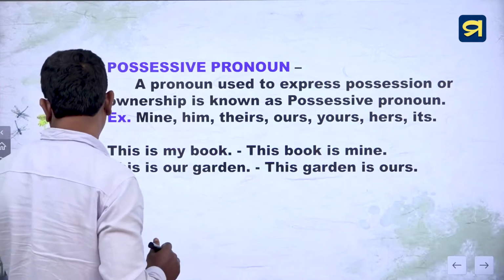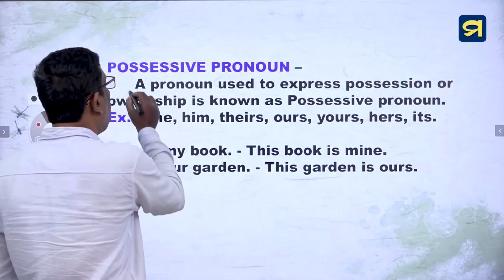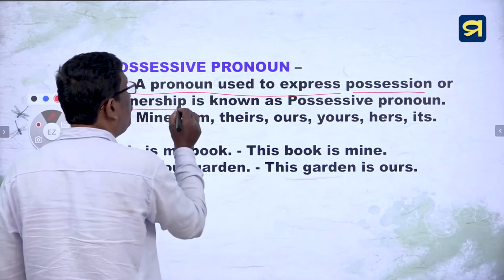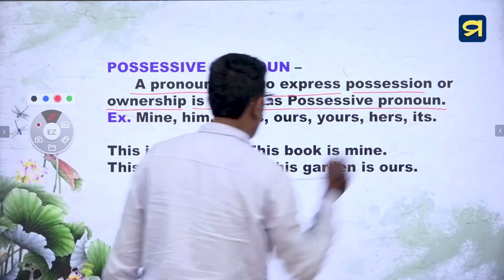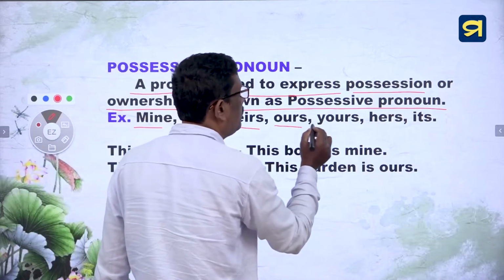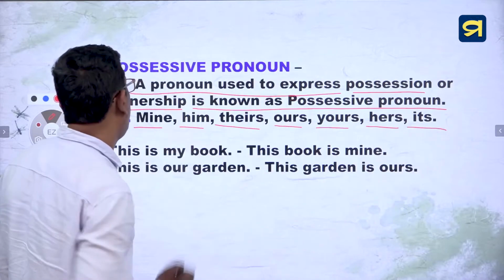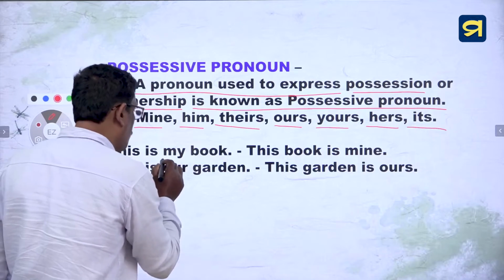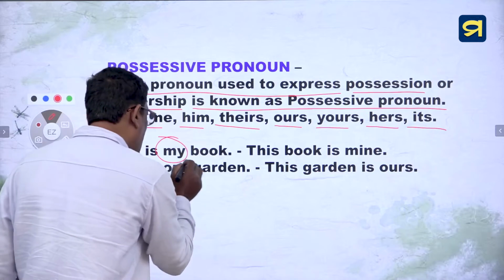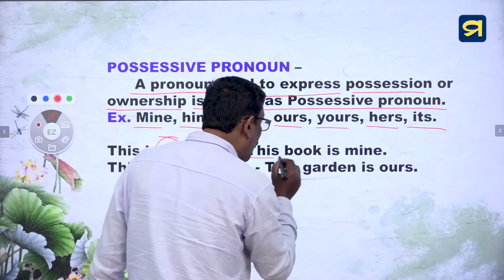And the last one, possessive pronoun. What is possessive pronoun? A pronoun used to express possession or ownership is known as possessive pronoun. So mine, his, theirs, ours, yours, hers, its, these are the possessive pronouns. This is my book. You see, my. This is our garden. This book is mine. You see, it is not the what?